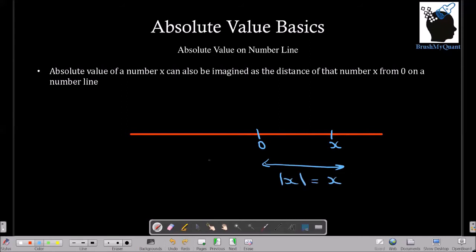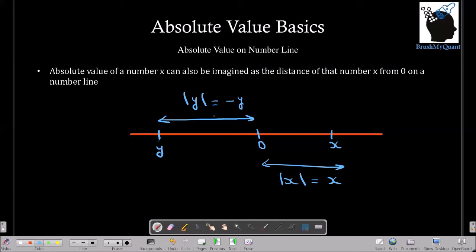Let's say we had a negative variable y, which was somewhere here. What we are saying is mod of y will be nothing but the distance of y from the origin, and in this case mod of y will be nothing but minus y because y is a negative number. So remember, absolute value can also be imagined as the distance of that number from the origin.